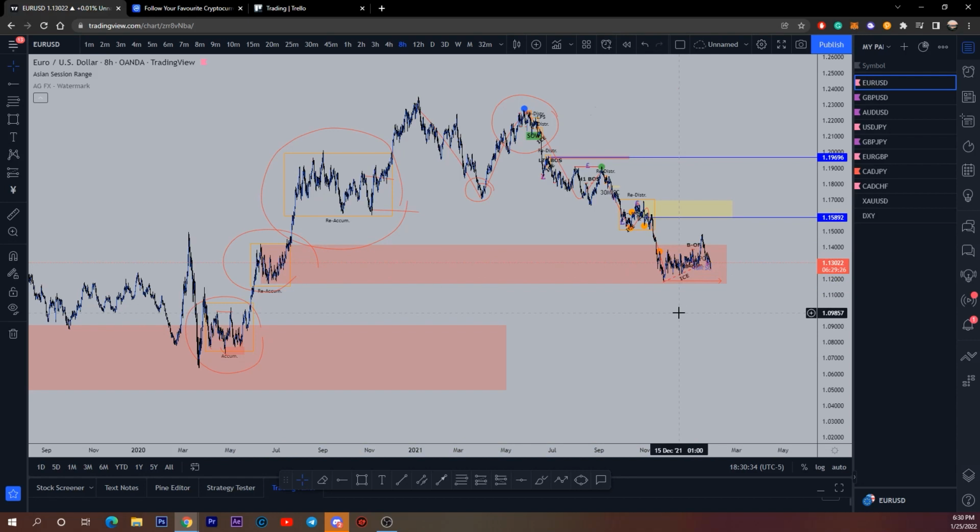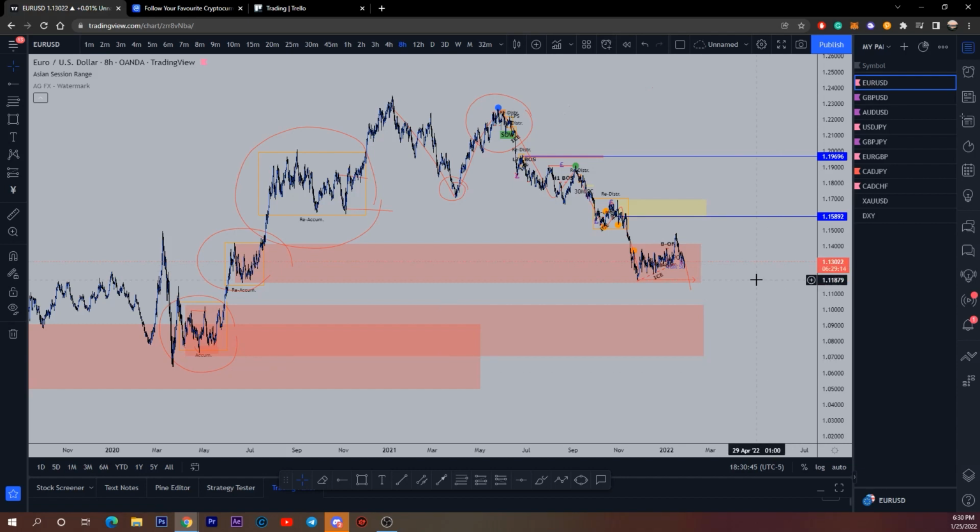So what you can assume is if this continues down, where are we going to target? The next area of demand. Essentially, you can use supply and demand for entries, or you can use them for targets. If you're getting a sell on EU anywhere here, let's say you got in a sell here, your target can be this demand zone. Or let's say you're in a sell here and you're anticipating the market to continue lower, you're going to target this demand zone. Okay, it's that simple.